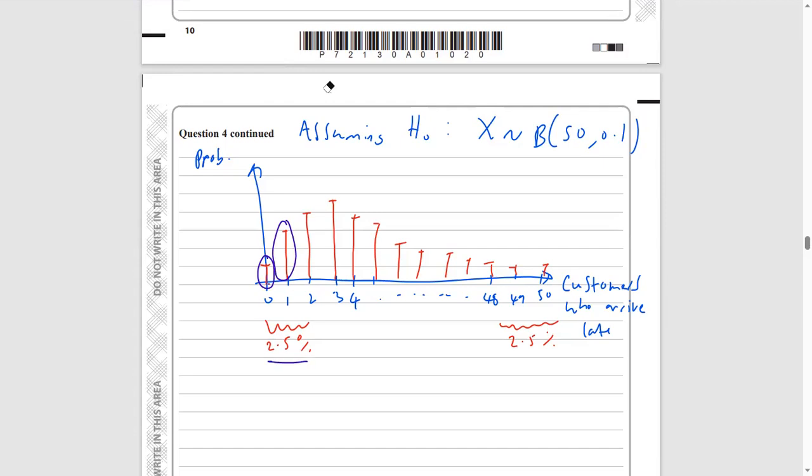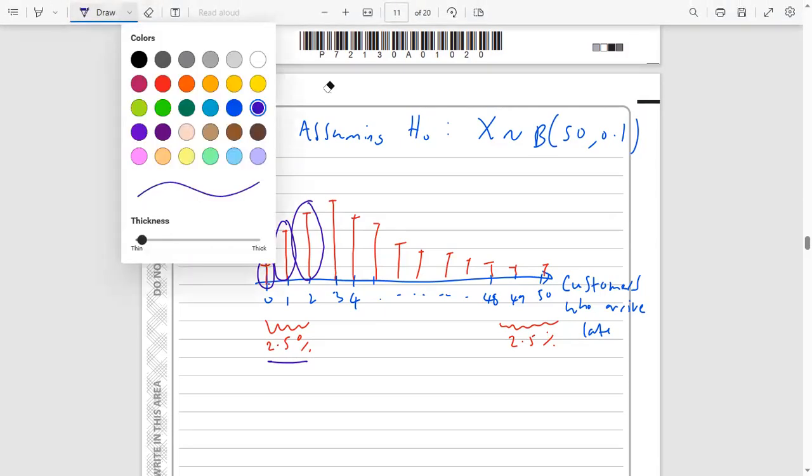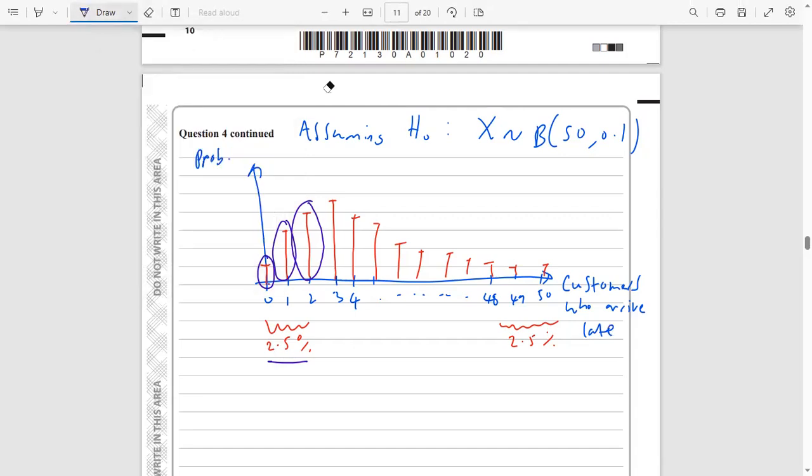And then basically the numbers that give us, when we add up these heights of these bar charts until we get up to 2.5%. So let's just say, for argument's sake, that you add up the probability that you get 0 customers arriving late, the probability that you get 1 who arrives late, the probability that you get 2 who arrive late. Let's say that gives you 2.5% or less than 2.5%, then the critical region would include 0, 1, and 2, because when you add up those probabilities, it's less than 2.5%.